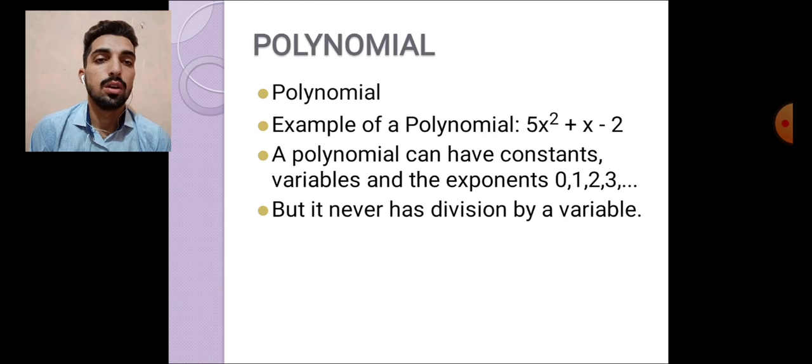Polynomial. Example of a polynomial: 5x power 2 plus x minus 2. A polynomial can have constants, variables, and exponents 0, 1, 2, 3, but it never has division by a variable.